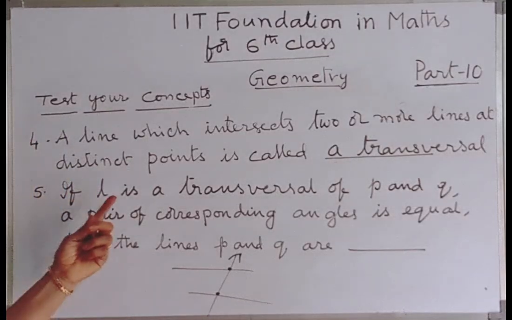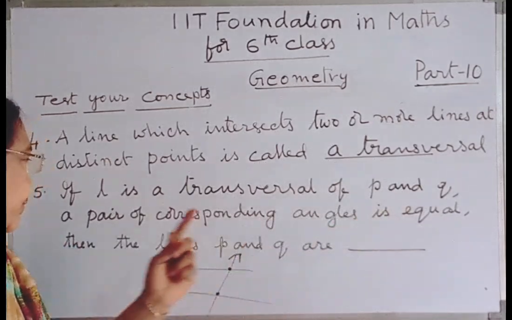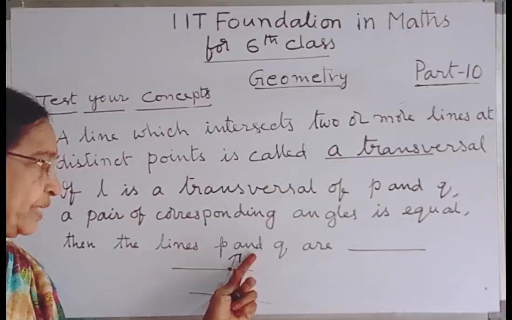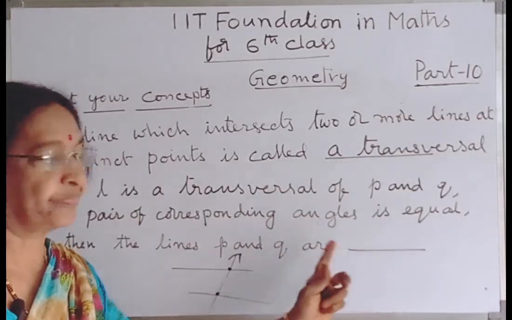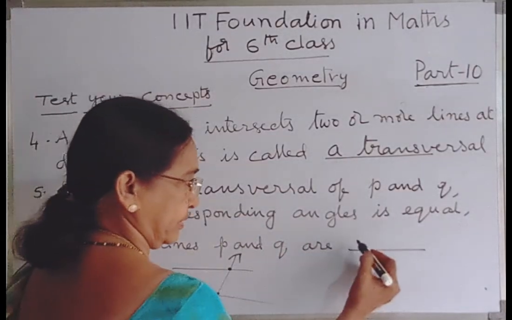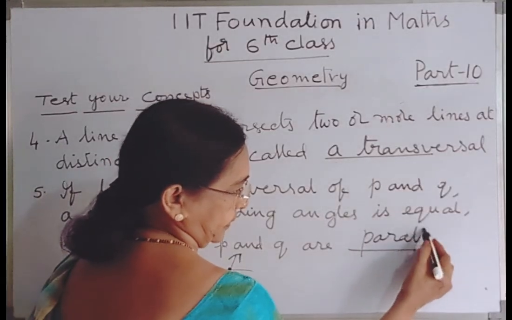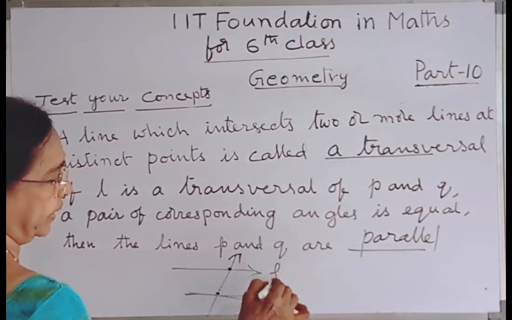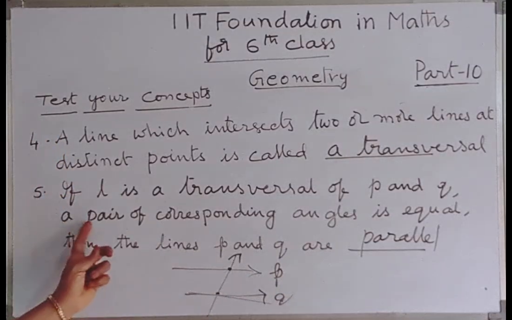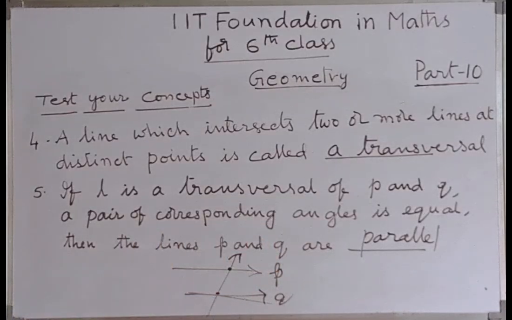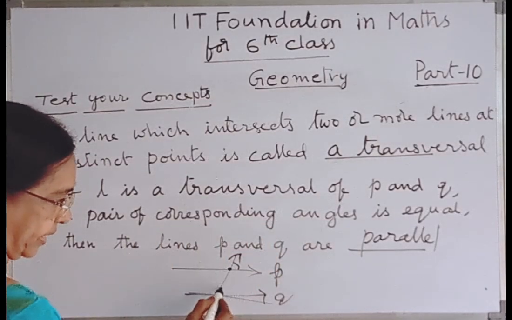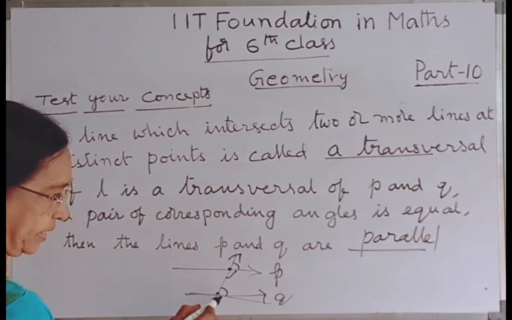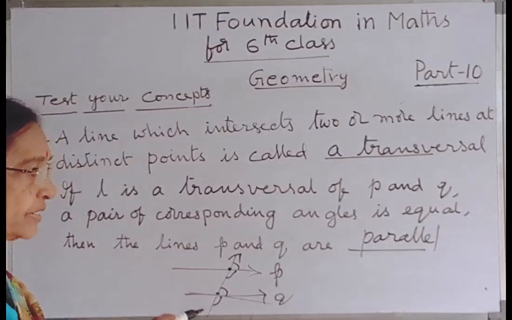Next, fifth, if L is a transversal of P and Q, and a pair of corresponding angles is equal, then the lines P and Q are dash. Then the lines P and Q are parallel. Suppose these two lines are P and Q. A pair of corresponding angles is equal. Corresponding angles, this angle and this are corresponding. Similarly, this angle is corresponding to this angle. So corresponding angles are equal.